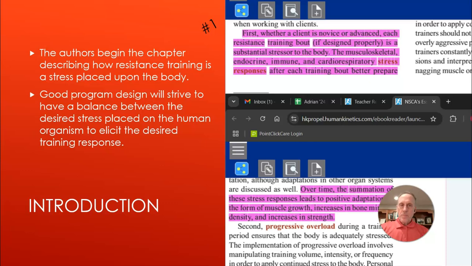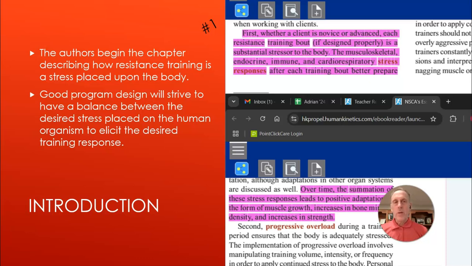So when you look at the 3 points that they make here, the first is this: when a client is novice or advanced, each resistance training bout, if designed properly, will be a stressor on the body. And we've already talked about this. We talked about Hans Selye in terms of a general adaptation syndrome, or applying a stress to the human organism. I talk often about that in this class and all the kinesiology classes. We're really juxtapositioning his work evaluating single cell organisms and the human organism, and its training stressor is very much the electric stressor that Selye used to zap that little single cell organism.